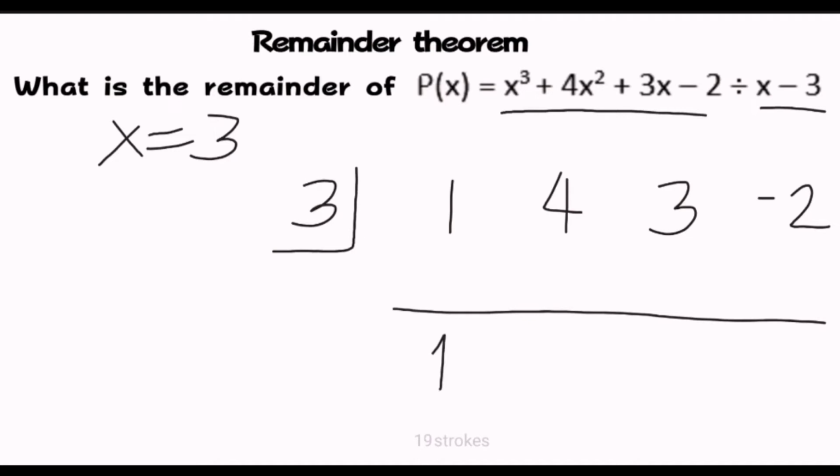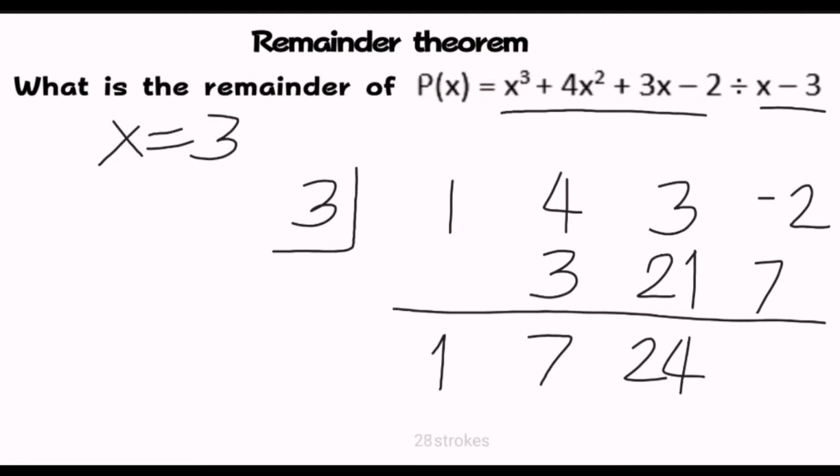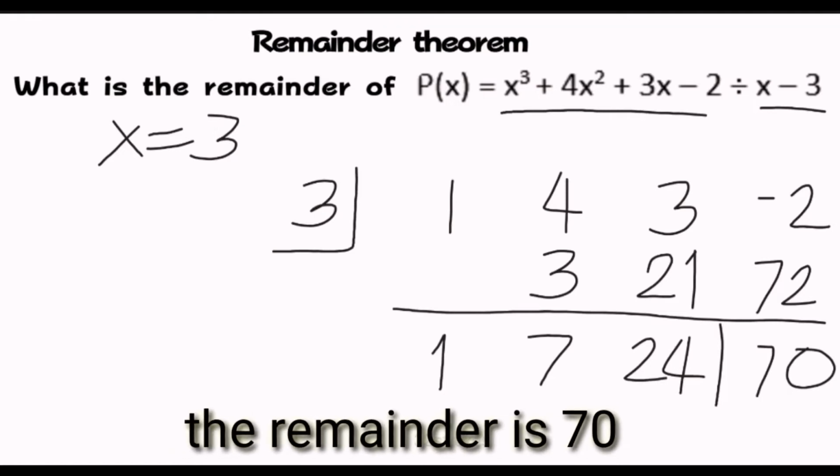1 times 3, that will be 3, put it here. Then add 4 plus 3 is 7. 7 times 3 is 21. Then 3 plus 21 is 24. 24 times 3 is 72. Negative 2 plus 72 is 70. Then put a bar here, meaning beyond this line will be our remainder. So in this case, the remainder will be equal to 70.